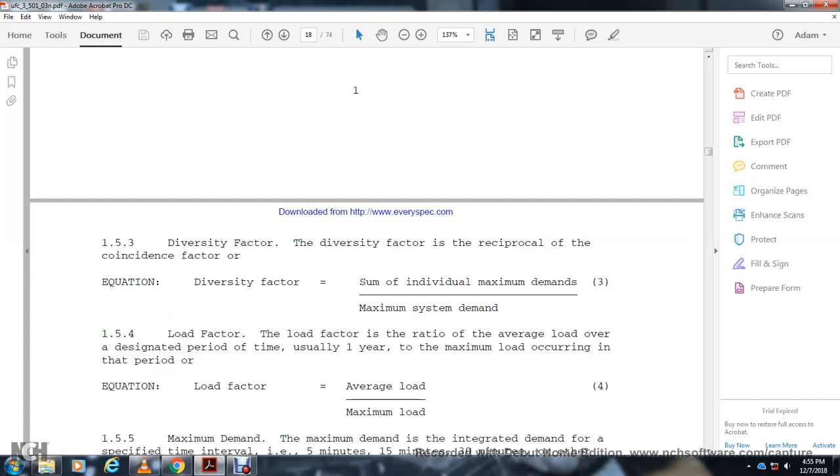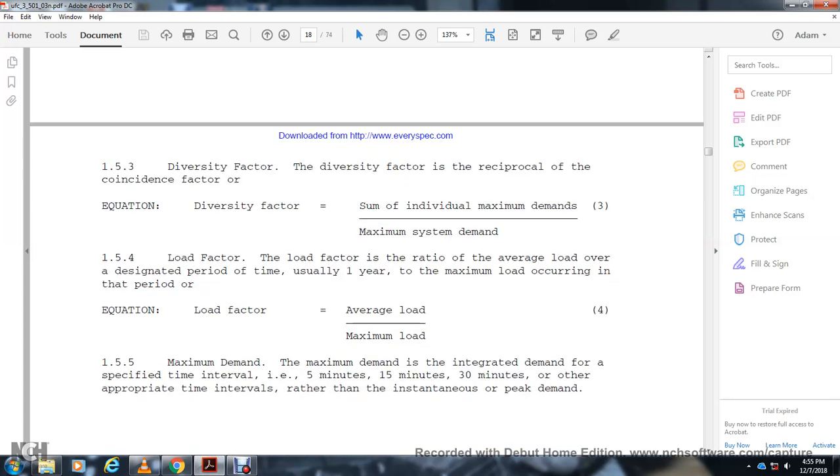Load factor is the ratio of the average load over a designated period of time, usually 1 year, to the maximum load occurring in the period. The load factor is equal to the average load over the maximum load, and the maximum demand is the integrated demand, but they specify the interval, 5 minutes, 15 minutes, 30 minutes, or other appropriate time interval, rather than the instantaneous peak demand.